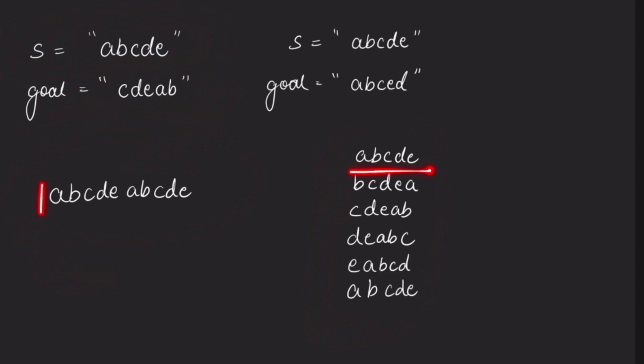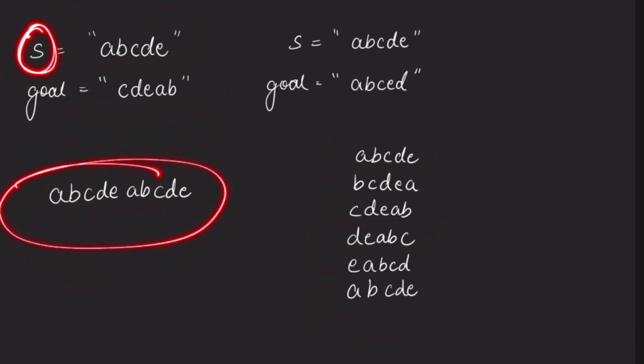So if you see, A, B, C, D, E is present here, then B, C, D, E, A is also present here. Then C, D, E, A, B is also present here. D, E, A, B, C is also present here. And similarly, these two are also present here. So can we say that whatever the possible versions of S are, all of them are present here in S plus S?